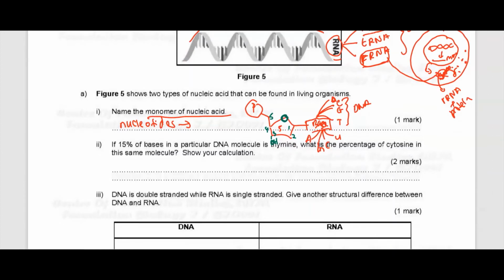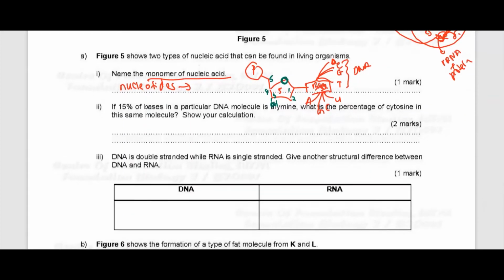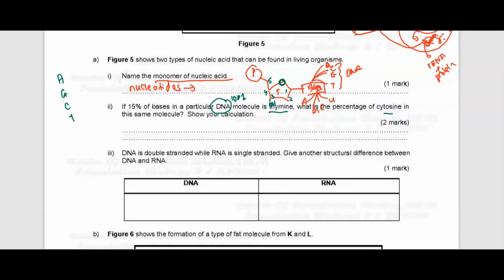Alright, question number 2, it says here, if 15% of bases in a particular DNA molecule is thymine, what is the percentage of cytosine in the same molecule? Show your calculation. Alright, so you have to imagine altogether there is 100% nucleotides, that consists of adenine, guanine, cytosine, and thymine. In the question, it says the percentage of thymine will be 15%.